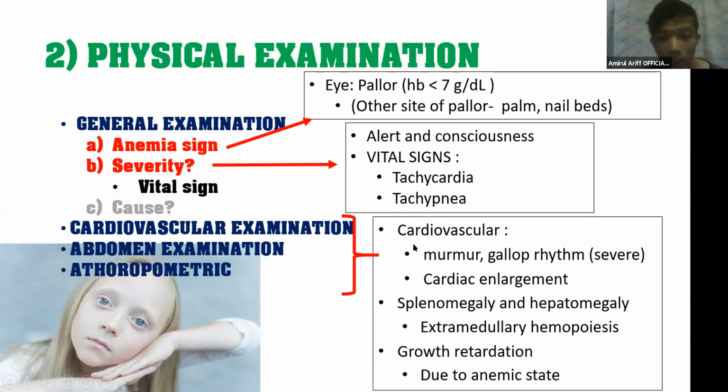And the complications of anemia: in cardiovascular examination, the patient can have murmur and gallop rhythm in severe anemia, and the patient may have the complication of cardiac enlargement. And in abdominal examination, the patient might have splenomegaly or hepatomegaly due to extramedullary hemopoiesis, and growth retardation, which we need to assess due to the anemic state.